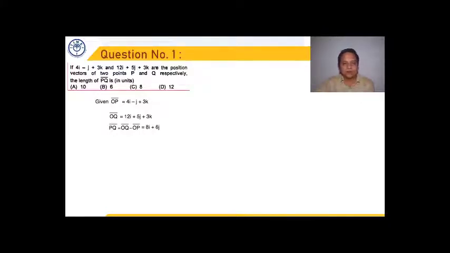Now, question is asking for modulus of PQ, length of PQ. So length of PQ is under root of x square plus y square plus z square. Or if we express the vector in ai plus bj plus ck, so length is under root of a square plus b square plus c square. But in this case, coefficient of i is 8 in PQ. So 8 square is 64. Coefficient of j is 6. 6 square is 36. And coefficient of k is 0. So 0 square is 0. 64 plus 36, 100 plus 0, root 100, that comes out to be 10 units.